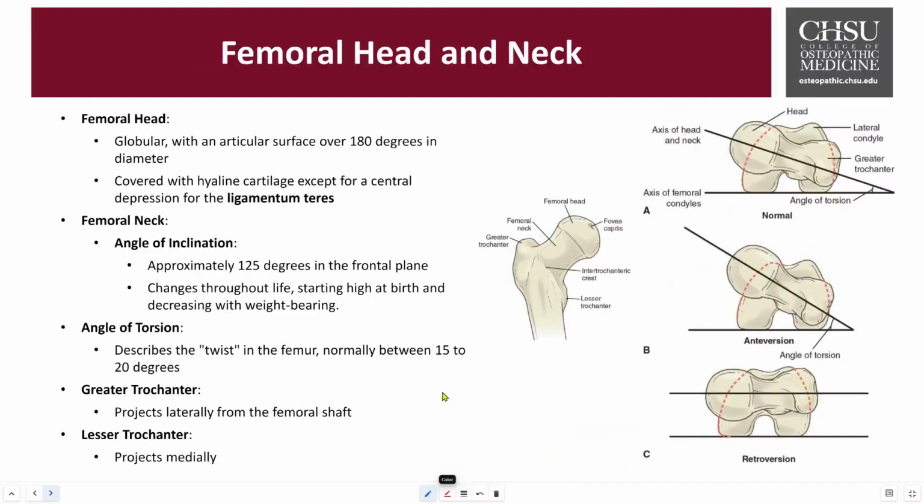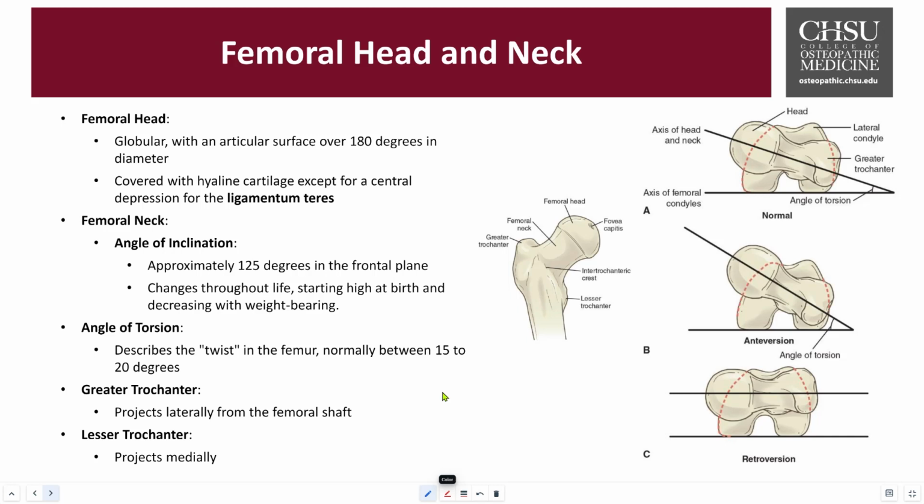Some of the protrusion structures of the femur. The femoral head is the globular round area, an articular surface that spans over 180 degrees in diameter. It is covered with a layer of hyaline cartilage. The smooth tissue reduces friction in the joint and has a central depression where that key ligament, the ligamentum teres, attaches. The femoral neck is important.